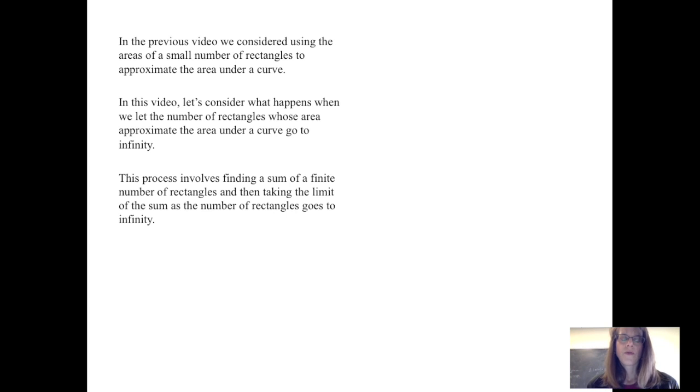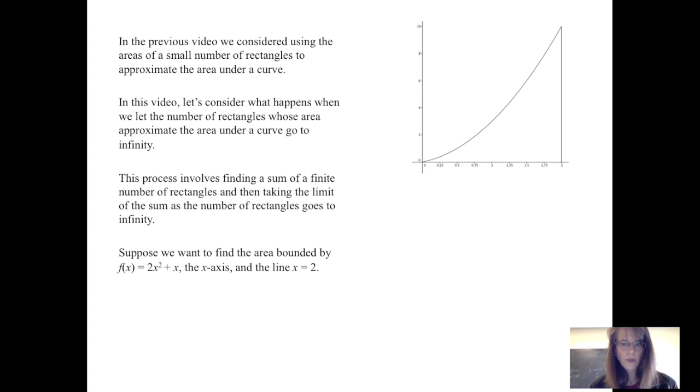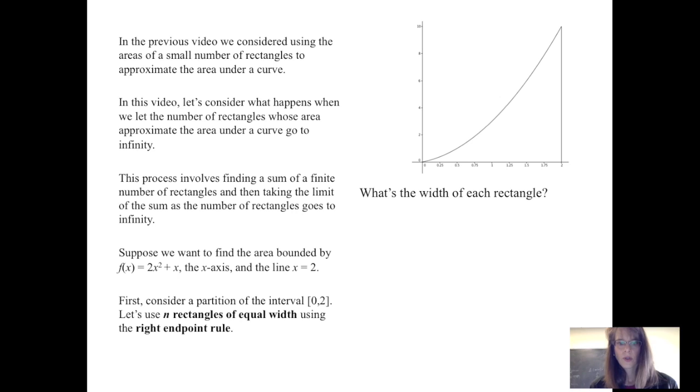We're going to first find the sum of a finite number of rectangles, usually involving something like n rectangles, and then take the limit of the sum as the number of rectangles goes to infinity. Let's take a look at this particular function, f of x equals 2x squared plus x. We're going to find the area bounded by that function, the x-axis, and the line x equals 2. First of all, we're going to partition the interval from 0 to 2, and we're going to use n rectangles of equal width with the right endpoint rule.